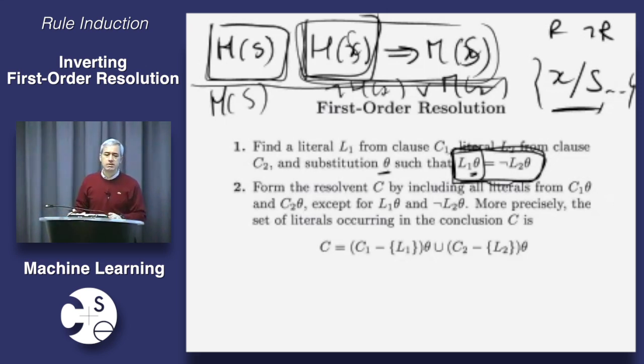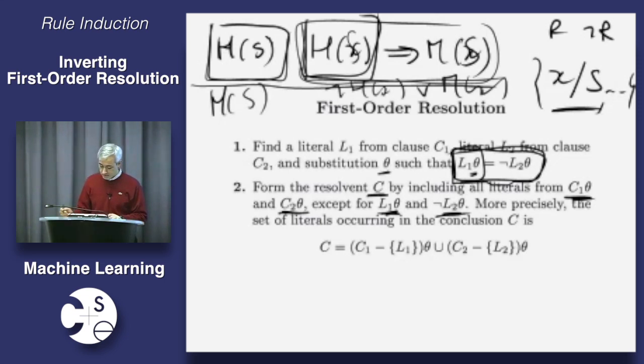So, a slightly glib thing to say would be, well, resolution in first order is just the same as in propositional logic, except with substitutions. So what is my rule now? I form the resolvent by including all the literals from C1 with the substitution theta, and all the literals from C2 with the substitution theta, except for L1 with the substitution theta, and not L2 with the substitution theta. Notice that apart from the phrase "with the substitution theta" that I just repeated four times, this is exactly the same sentence as before.